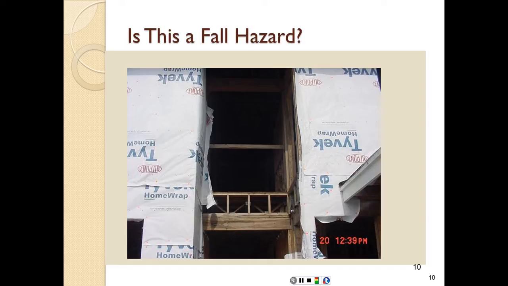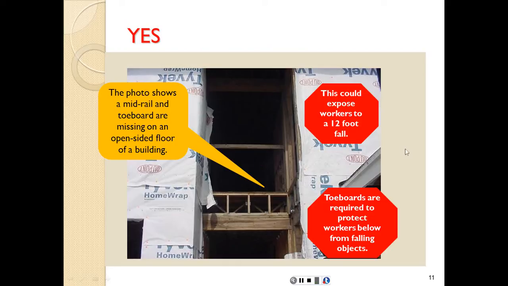Another example here, obviously there's no one working in the area, but we have what seems to be a guardrail, but there's no mid-rail. So again, that can be a fall hazard. The photo shows a guardrail, a mid-rail and a toe-board are missing on an open-sided floor of a building. This could expose workers to a 12-foot fall, and toe boards are required to protect workers below from falling objects. Again, if something falls from this level on the workers below, that can also cause an injury.